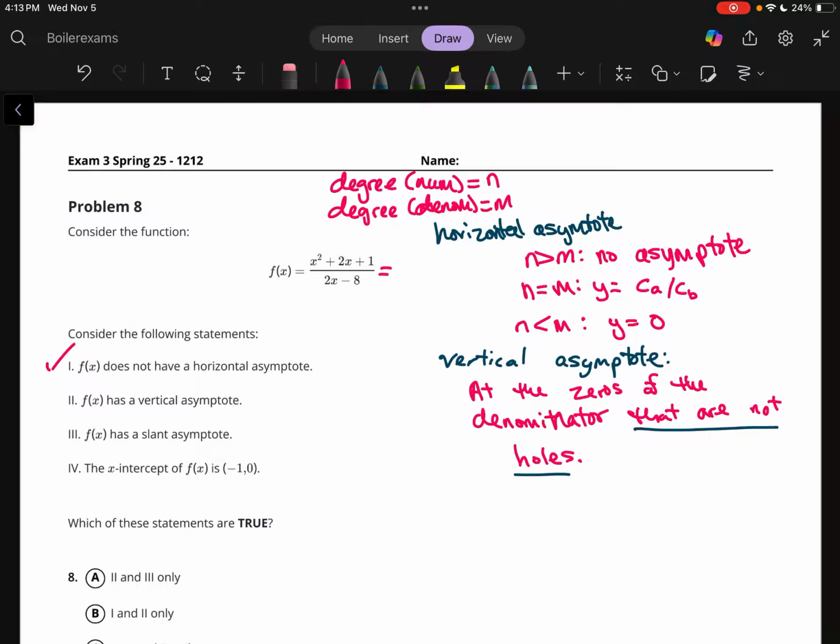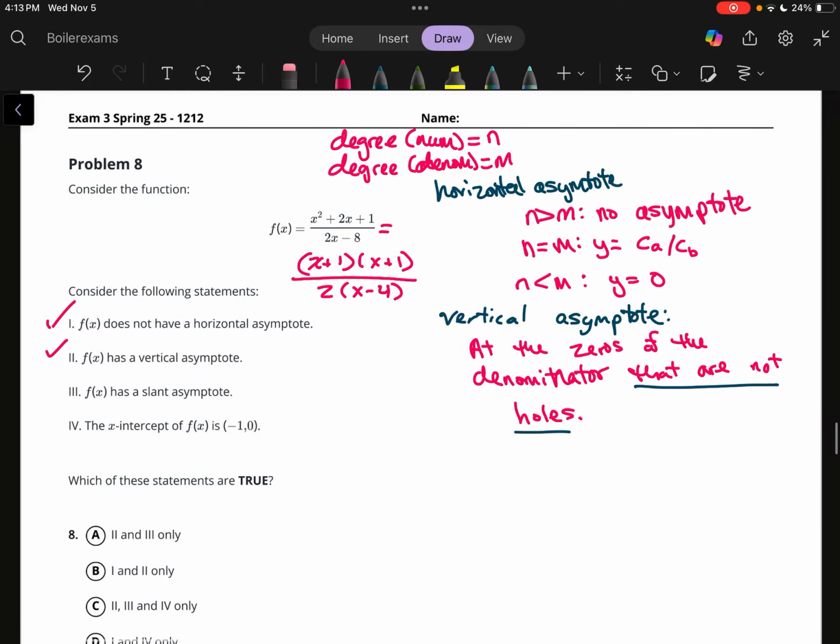So before I can officially say that 4 is a vertical asymptote for this problem, I have to factor the numerator. If I factor the numerator, I get x plus 1 times x plus 1, and the denominator factors to 2 times x minus 4. We can see that 4 results in the denominator being 0, but it's not a hole. So indeed, f of x has a vertical asymptote. They didn't try to trick you for this problem, but that's totally something they could do. And then lastly is slant asymptote.